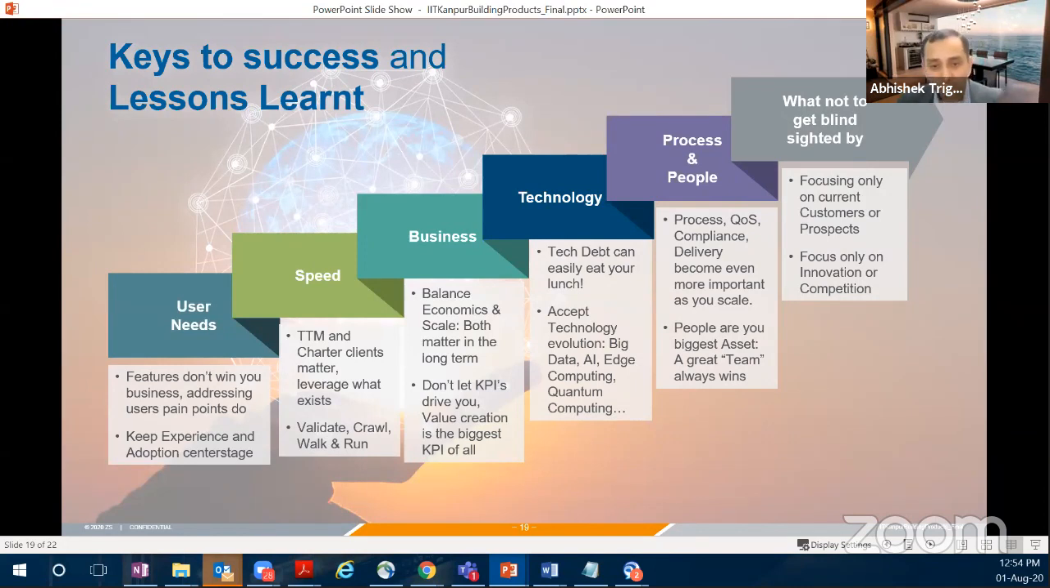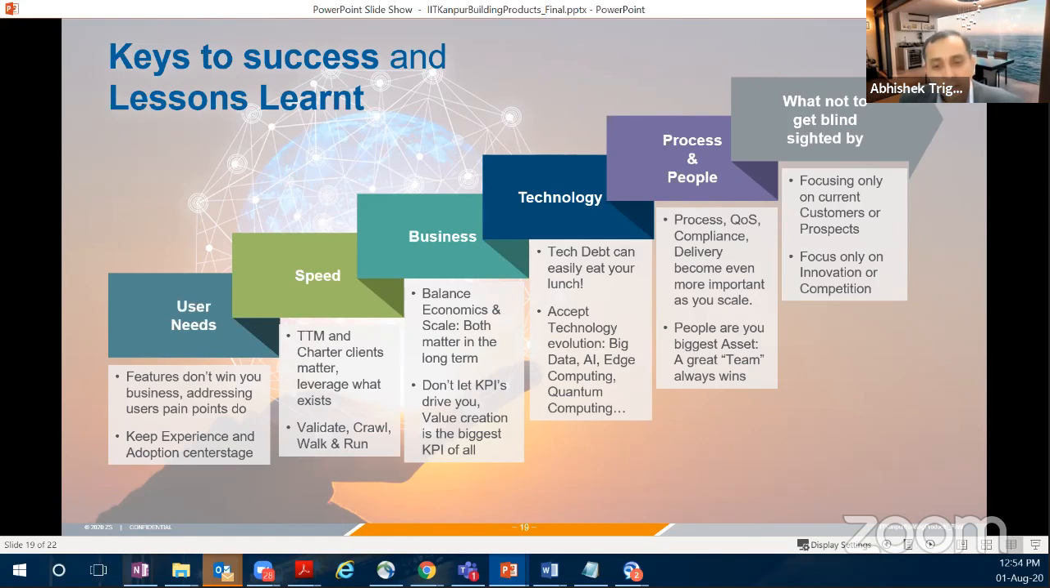I know we already talked about speed through some questions, but time to market and charter clients, as we were just talking about, definitely matter. So do leverage what exists, as I referred to earlier. Don't try to build it all. You'll always get opportunity to refine. But stability and quality of service are some of the core elements. If you define the critical path of your product, that is, the most critical path that my clients or users are going to take, ensure that it is not full of bugs. Otherwise, why would anybody want to use it?